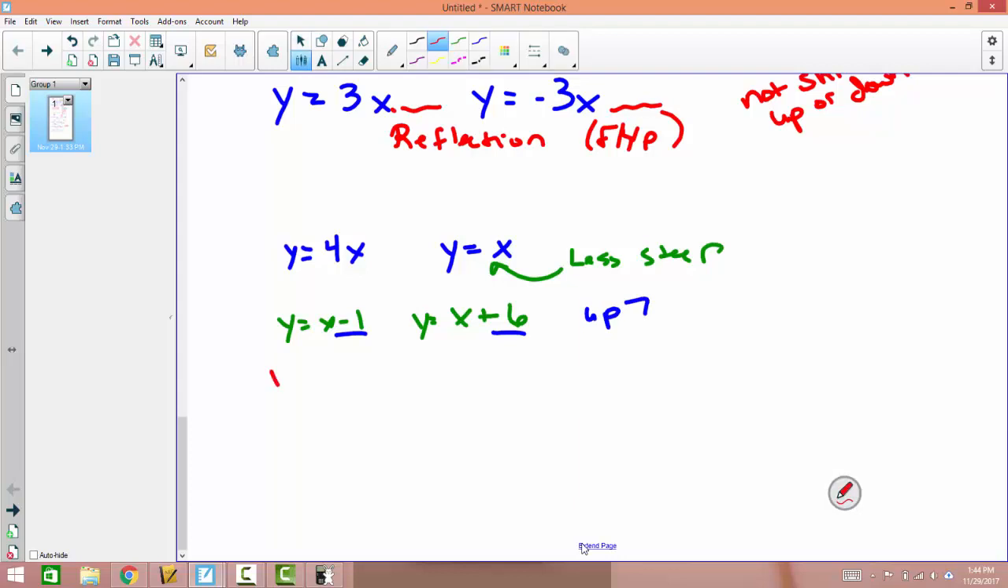How does 1/5 x compare to 2x? So this is going to be steeper. And these steep ones are rotations. This is called a translation.